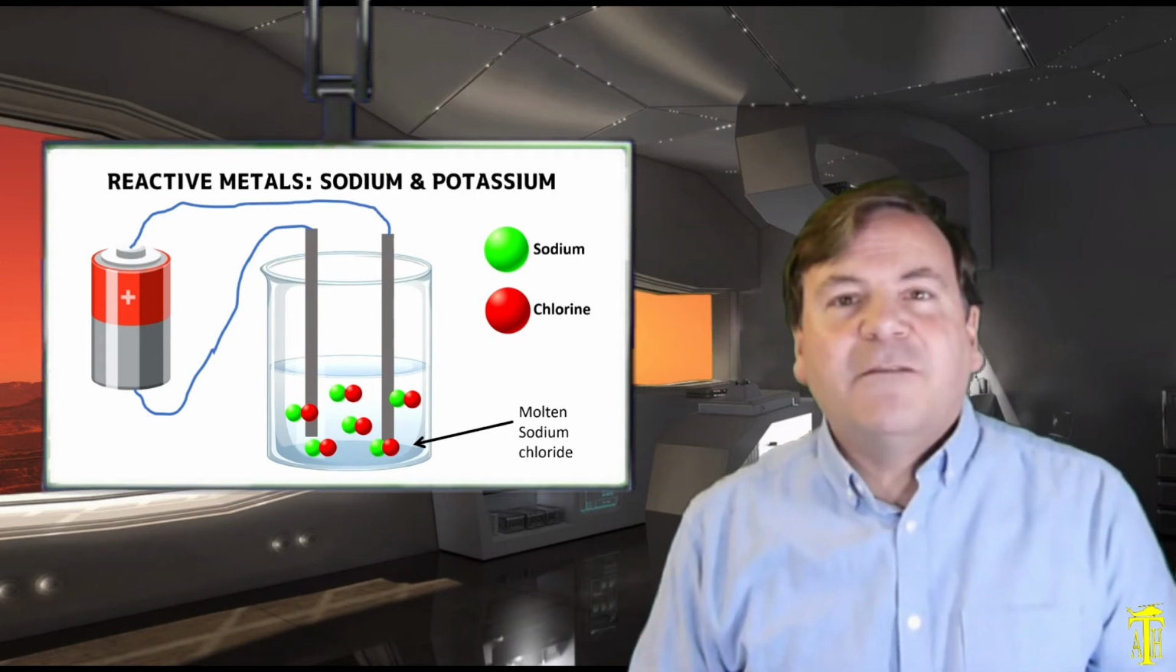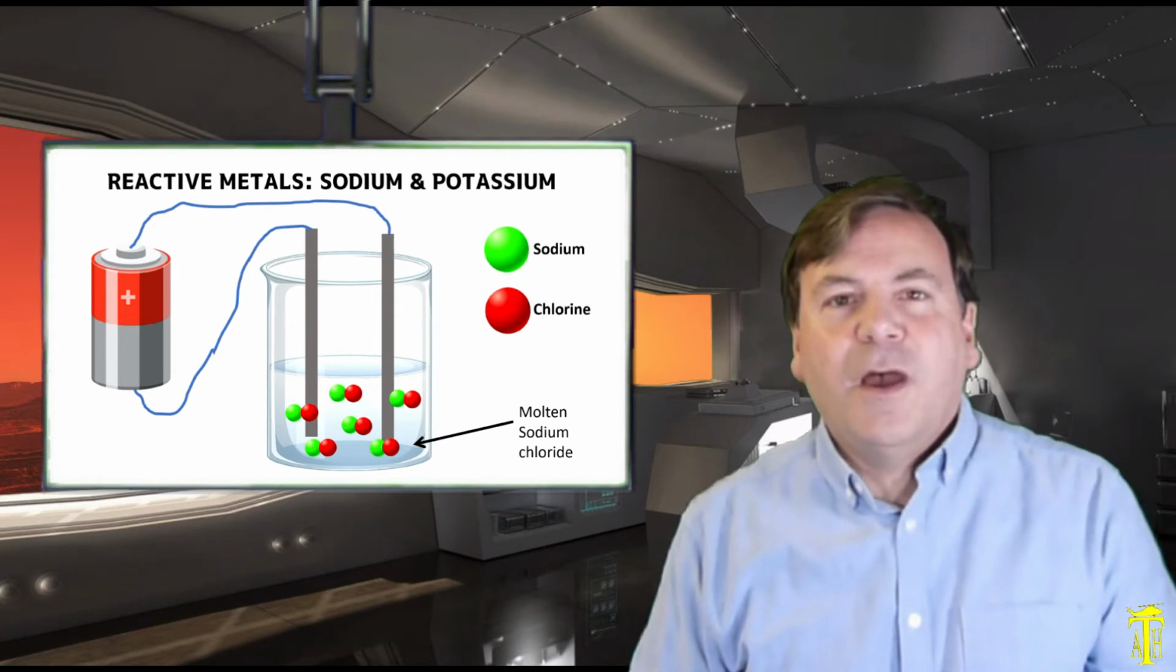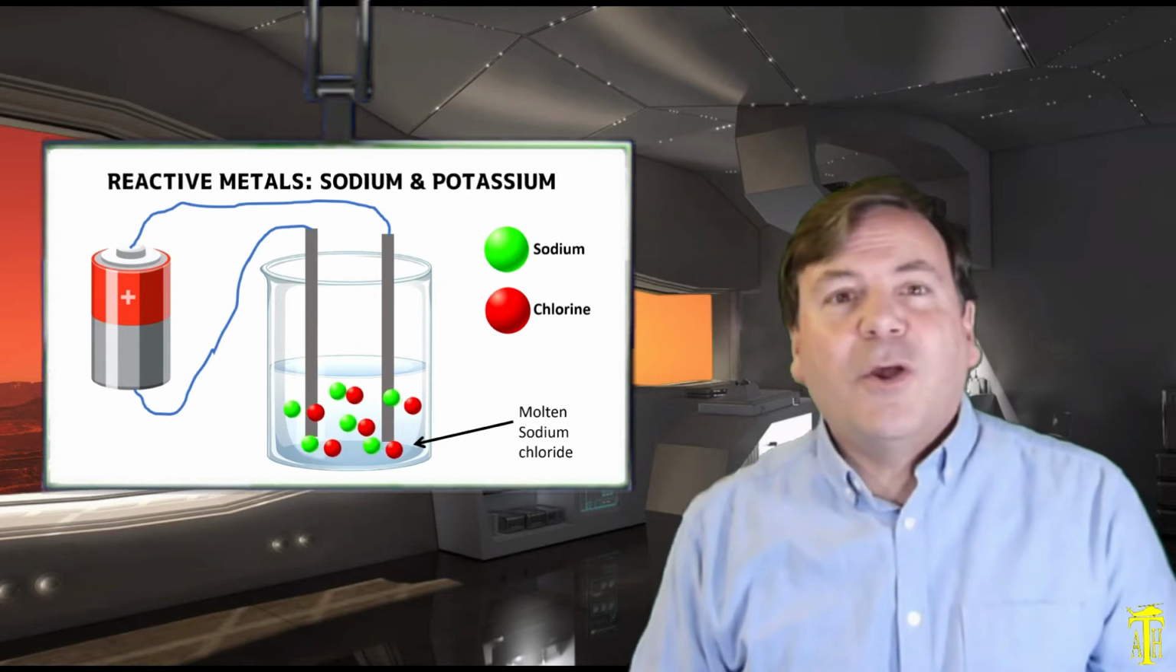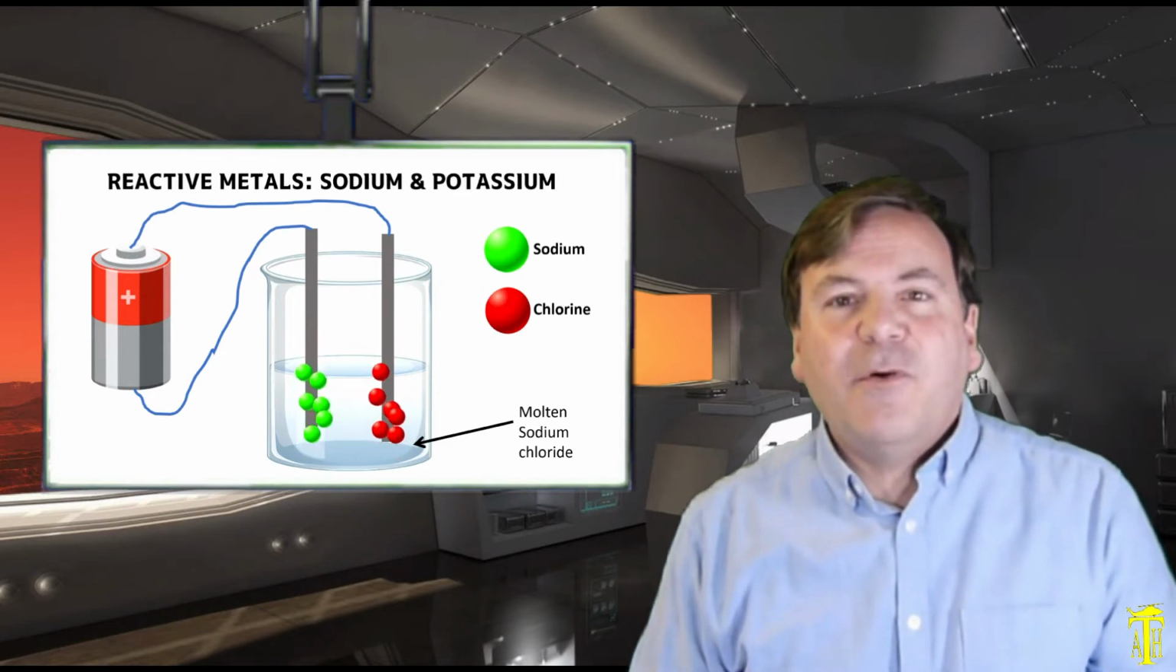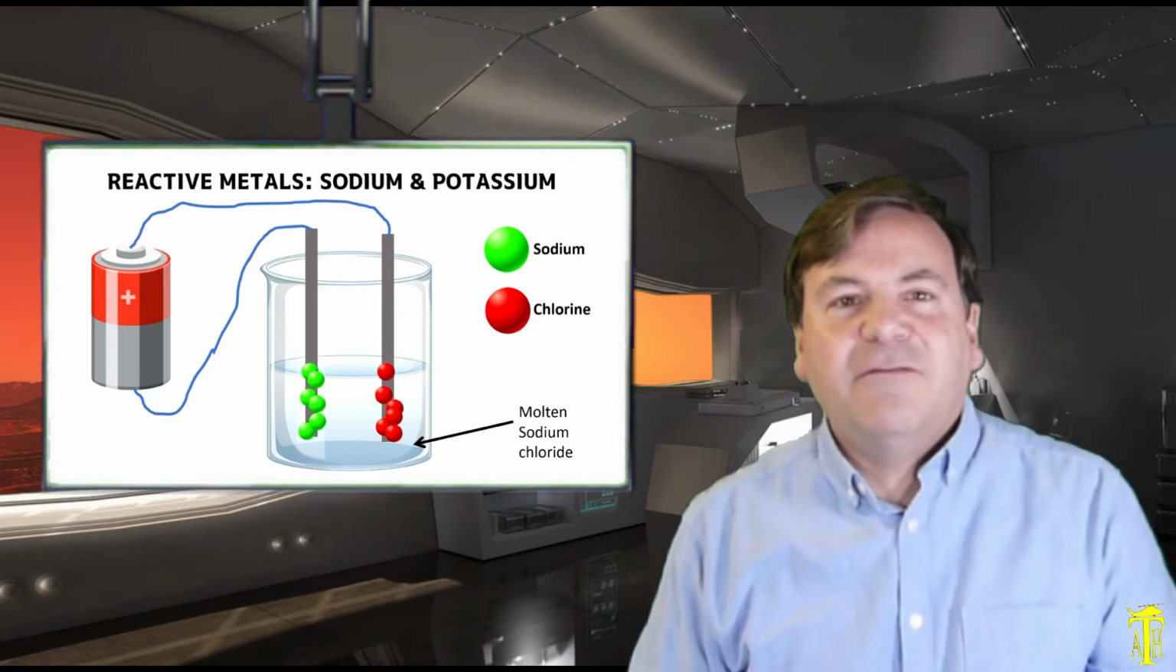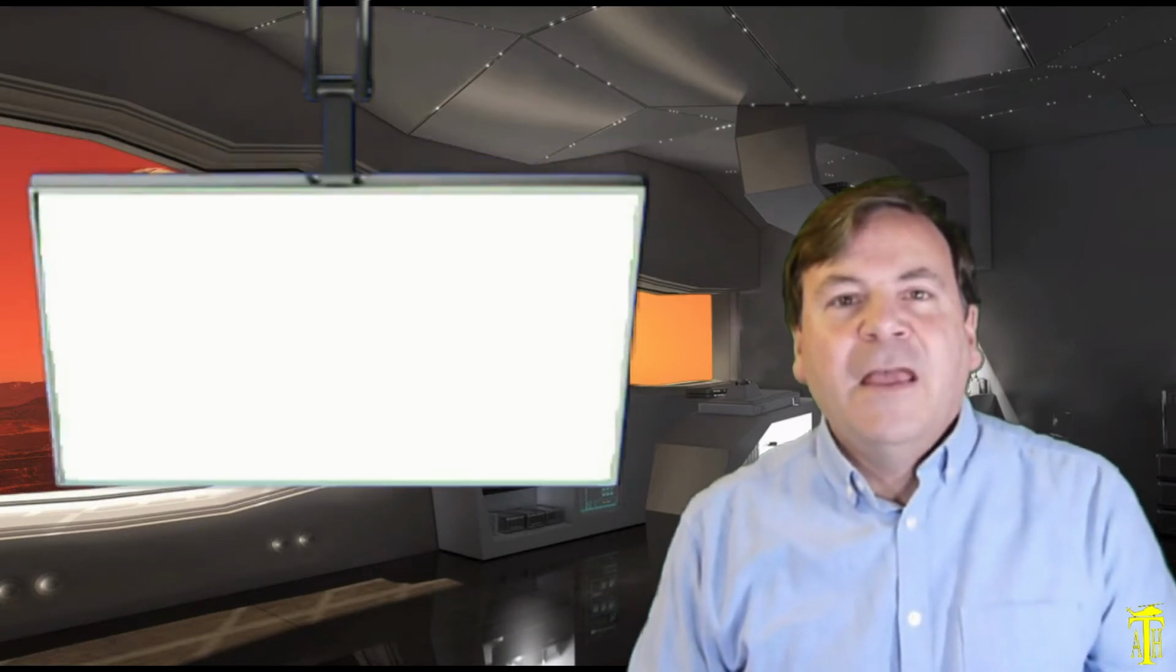Here we have some molten sodium chloride, and if we pass an electrical current through it, the chlorine and the sodium separate and the sodium collects on the electrode attached to the negative end of the battery. So let's make some notes on these three types of extraction.